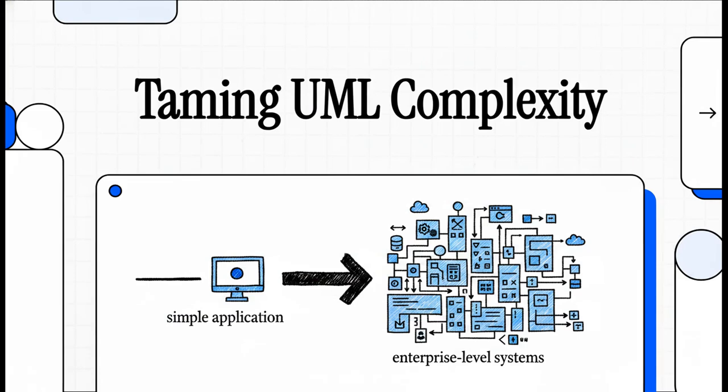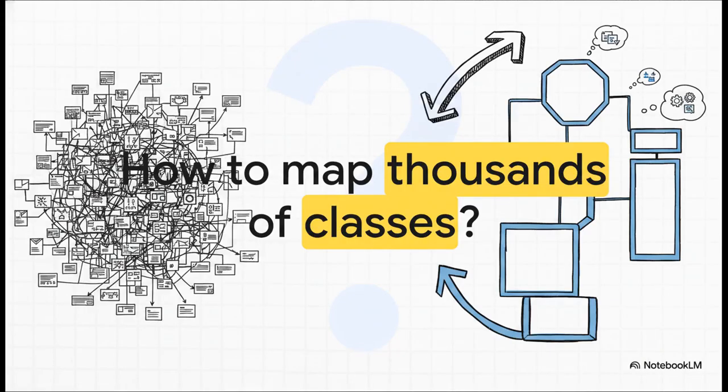Welcome to the Explainer. Okay, today we're tackling a massive, honestly kind of daunting transition in your software engineering journey. We're talking about making that huge leap from writing single lines of code for simple apps to actually architecting massive enterprise-level systems. I mean, seriously, ask yourself, how do you map thousands of classes without completely losing your mind?